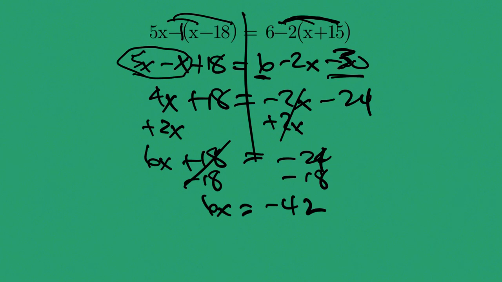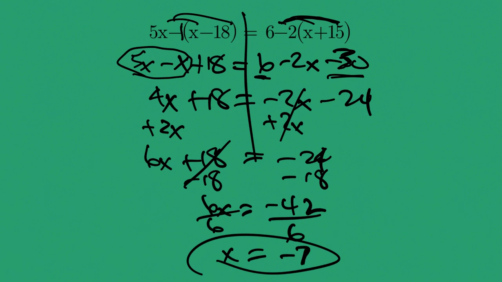What's the solving step? Divide by 6. And a negative divided by a positive is a negative. And 42 divided by 6? Looky there. Negative 7. Negative 7. Okay? So that one right there, a little bit of everything.